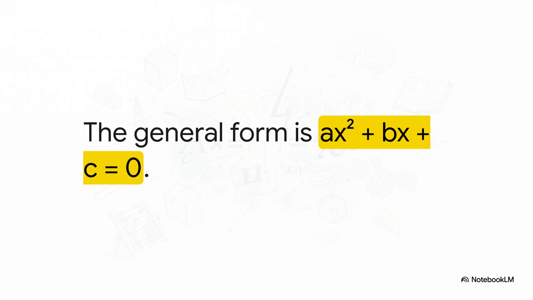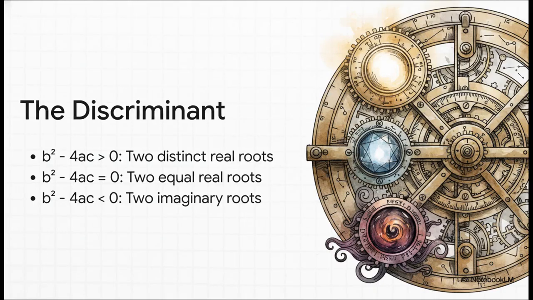We require some heavy-duty machinery, the famous quadratic formula, to quickly find those unknown values of x. But here's my absolute favorite part. Nestled inside that quadratic formula is a fascinating little piece of math called the determinant, or the discriminant. It's b squared minus 4ac.